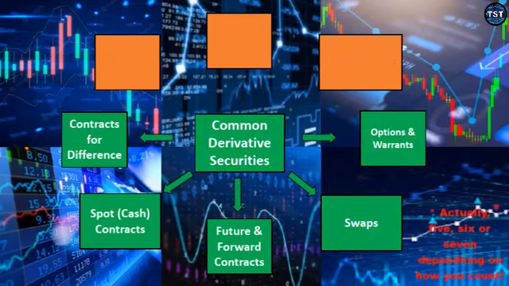For retail traders, the most commonly traded equity securities are stocks and exchange-traded funds, or ETFs. The six major classes of derivative securities are options and warrants, swaps, futures and forward contracts, spot contracts, and the broker-derived version of spot trading, or contracts for difference, or CFDs. For retail traders, the most commonly traded derivative securities are options, spot contracts, futures contracts, and CFDs, plus the UK has a form of CFD called spread betting.